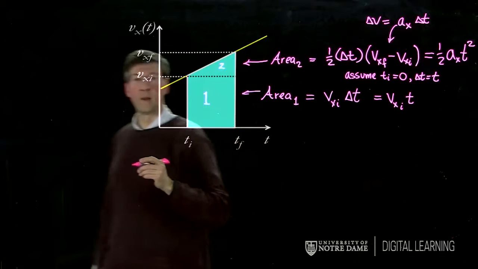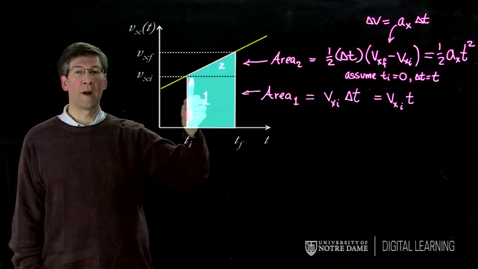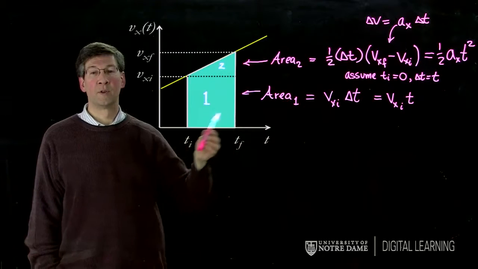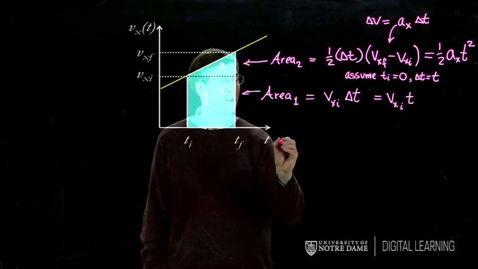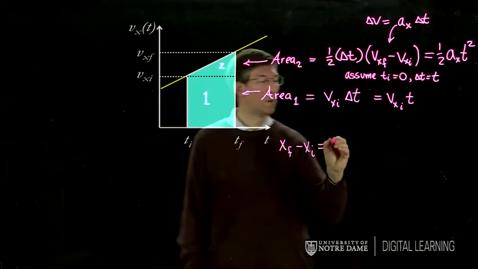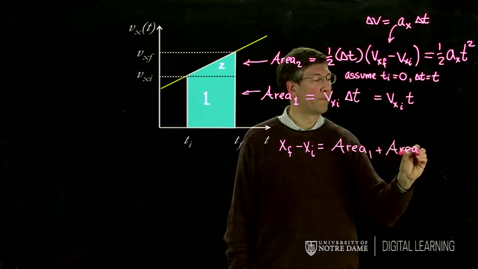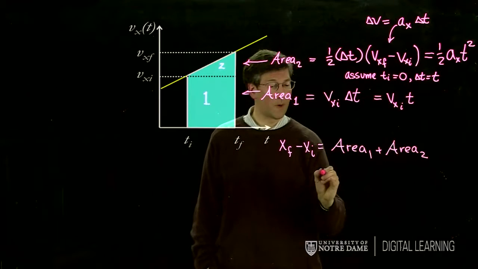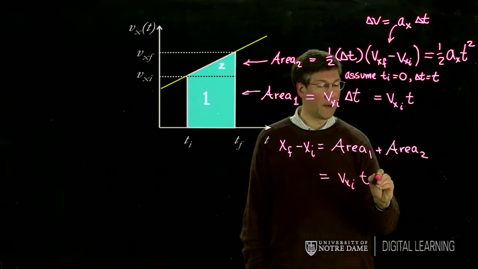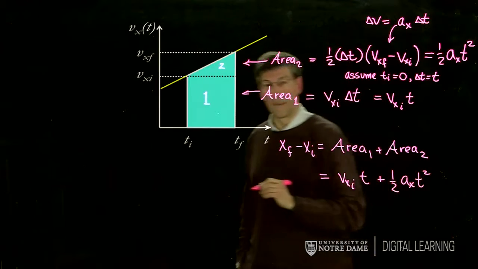So we said that in order to find the total distance that I travel, I have to figure out the area under the velocity versus time curve. Now we've just done that. So we can write that the displacement, which is x final minus x initial, is going to be equal to area 1 plus area 2. And so if I take these pieces of the equation down, this gives me Vx initial times time plus 1/2 times the x acceleration times time squared.